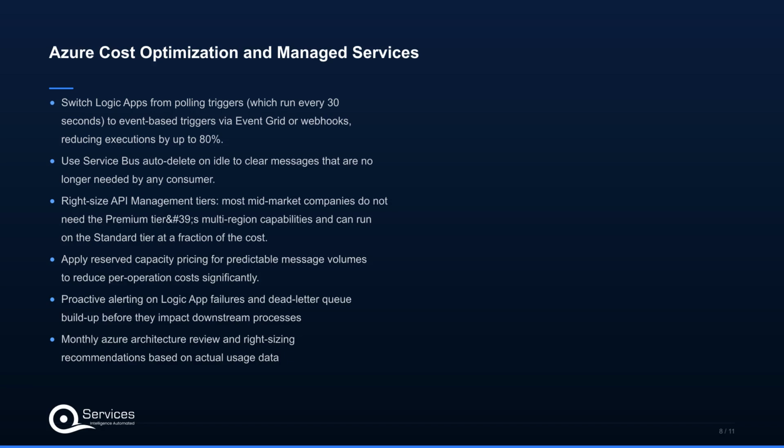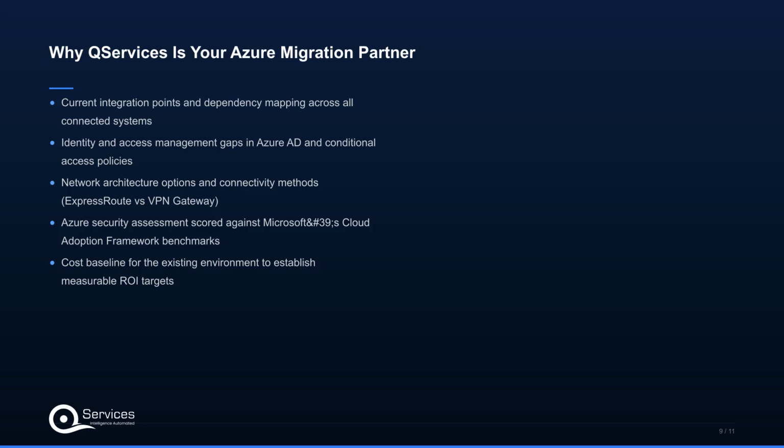Running integration pipelines in Azure without cost controls leads to surprise bills at month end. Azure Cost Optimization Consulting addresses 3 common problem areas: over-provisioned API Management tiers, inefficient Logic Apps polling triggers, and unthrottled Service Bus message retention policies. Specific tactics reduce Azure integration costs. Our detailed breakdown of Azure Cost Optimization, 7 tactics beyond reserved instances, covers these and additional approaches for teams managing large Azure environments. Next up, why Q Services is your Azure migration partner.